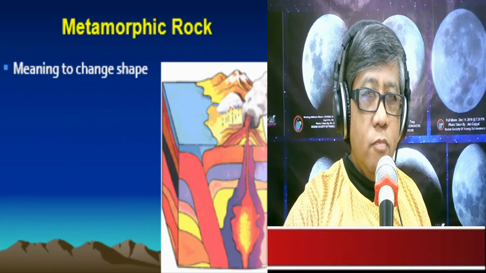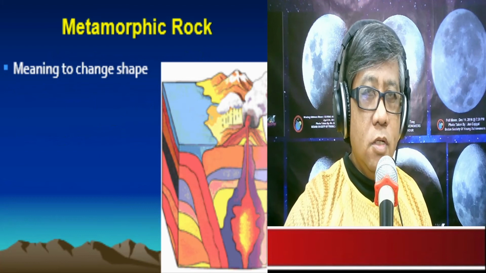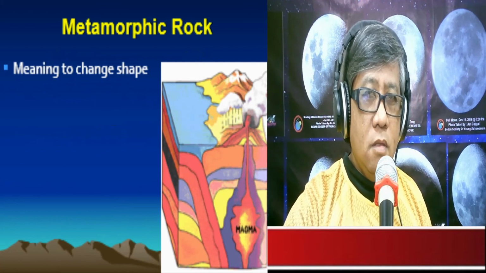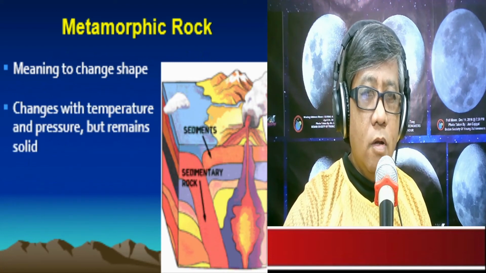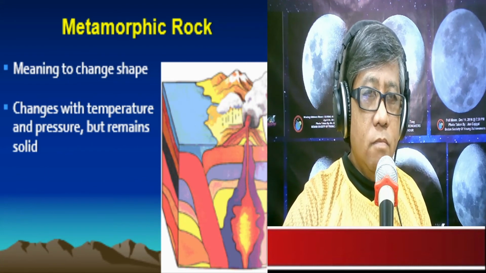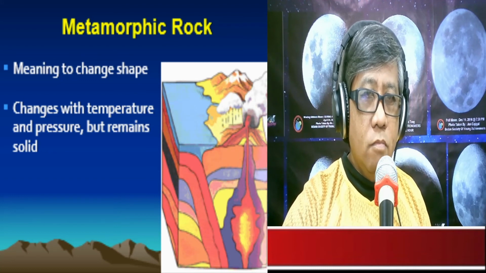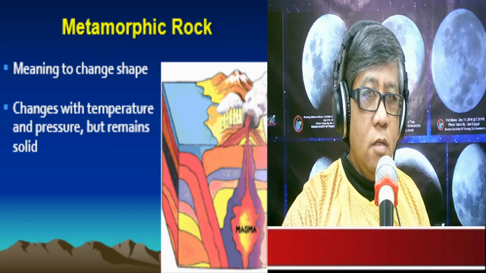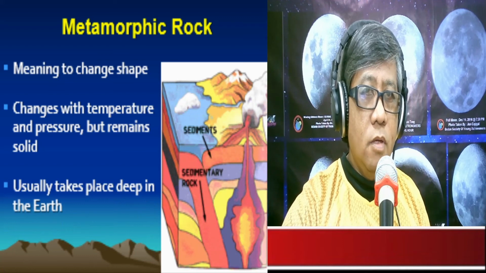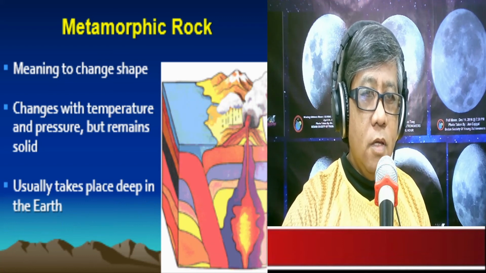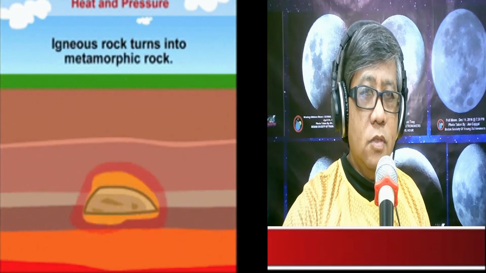Now a particular type of rock like an igneous rock or a sedimentary rock, if it is subjected to extreme heat and temperature, that rock will transform into metamorphic rock. Changes with temperature and pressure will allow a certain type of rock to change into metamorphic rock, but that rock will remain in solid form. And the processes that take place in the formation of metamorphic rock take place deep in the earth. Alright, so that's how metamorphic rocks are formed.